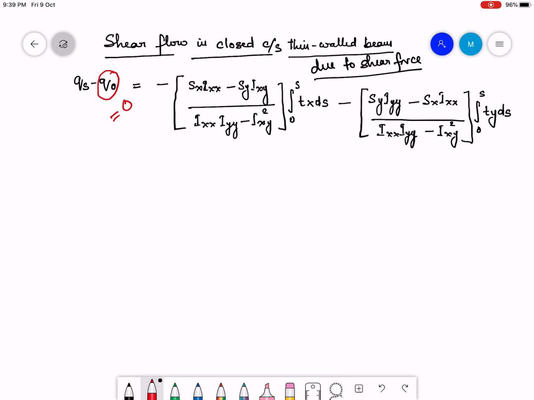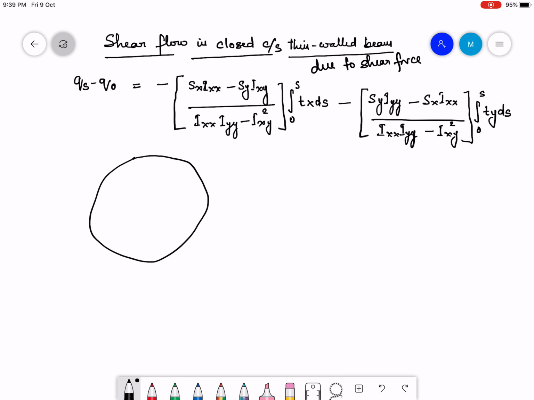So I will have an unknown Q0 hanging with me throughout the analysis, and I will not be able to find the value of Q0 unless I use some additional information. With this, let me draw a closed cross-section beam and see what would be the case. Suppose this is a closed cross-section thin wall beam, and the thickness is t, which could be a function of s.